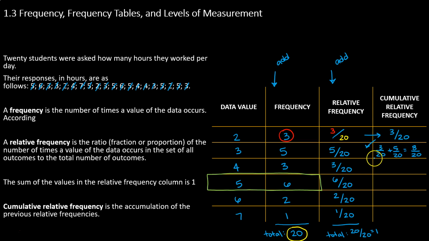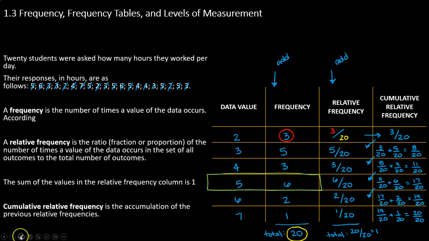And then we'll move down the list, adding as we go. So 8 over 20 plus 3 over 20 is 11 over 20. Keeping on, 11 over 20 plus 6 over 20 is 17 over 20. 17 over 20 plus 2 over 20 is 19 over 20, and then lastly 19 over 20 plus 1 over 20 is 20 over 20.